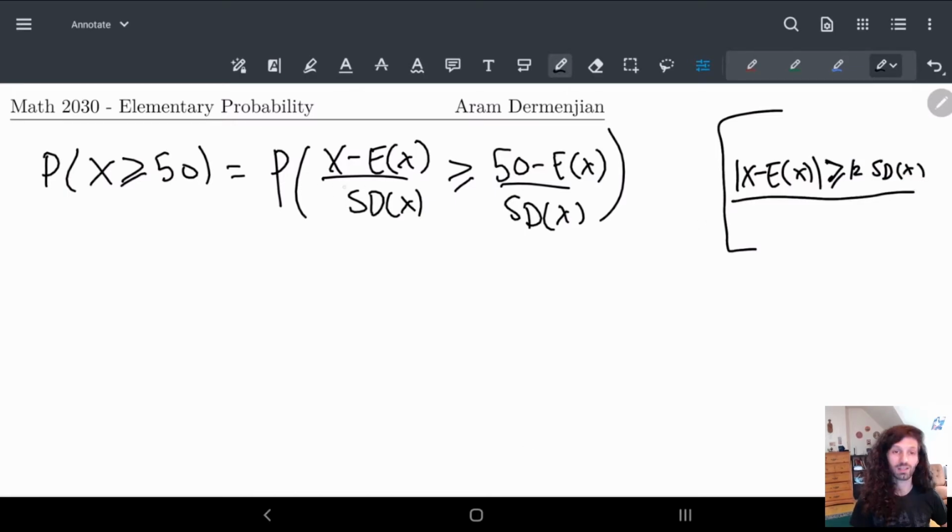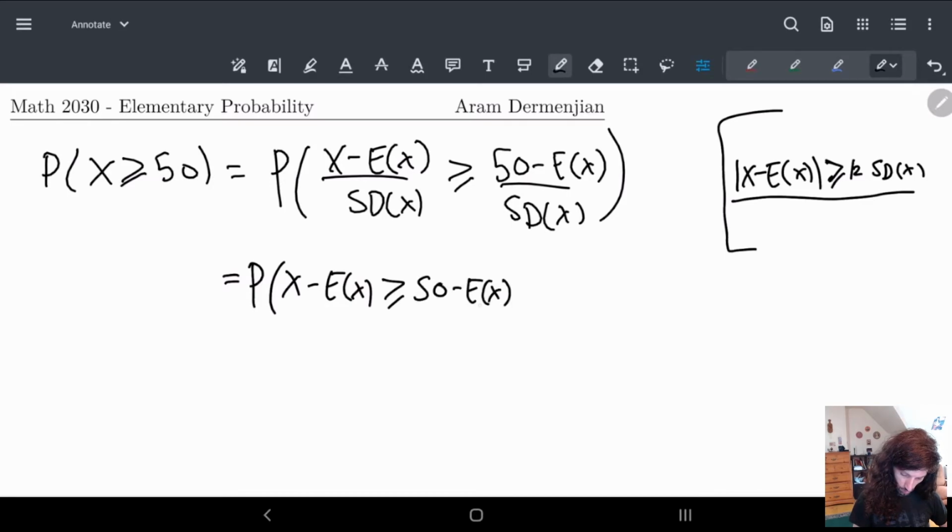So we have the X minus E of X part, right? And so what we really want is this SD on the other side. So let me take this SD and move it to the other side. So we get, E of X is 20, right? I'll just keep them as E of X for now. X greater than 50 minus E of X over SD of X. And I'm going to keep the SD of X here on this side just so that I can keep this value here.